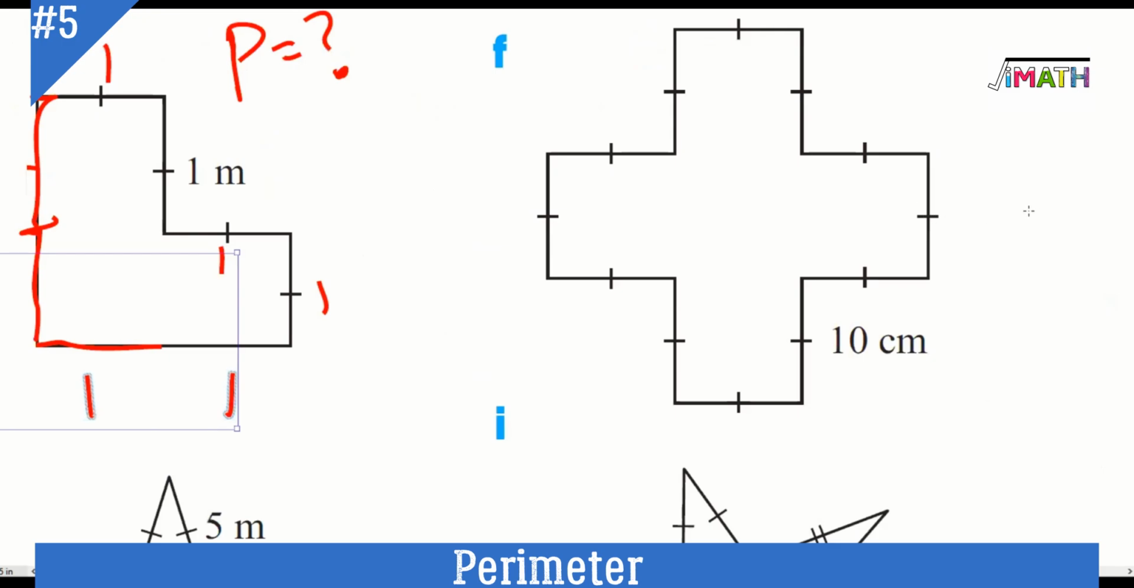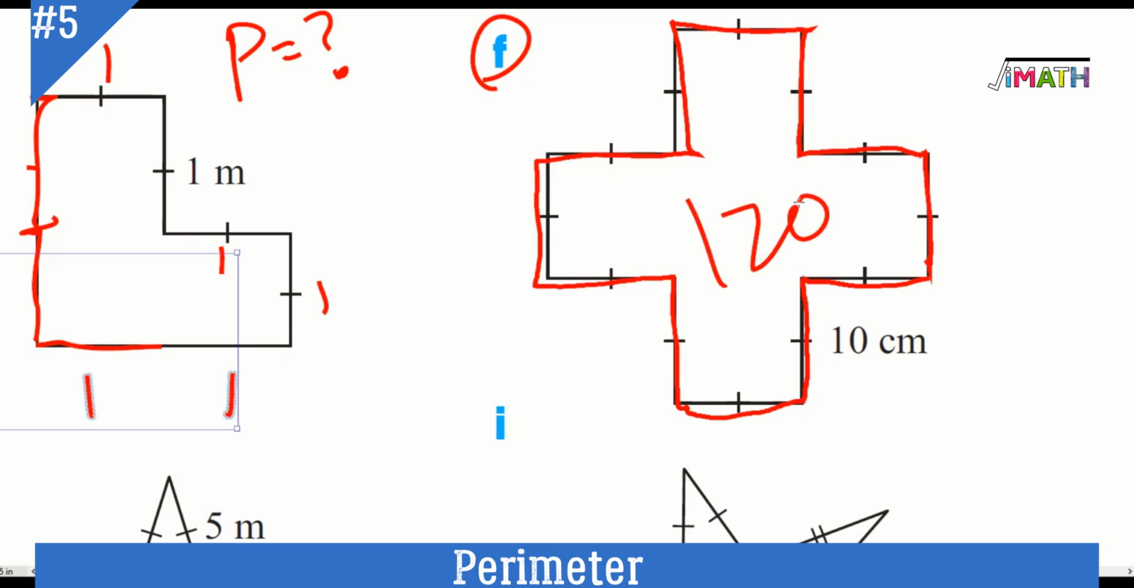Okay, so let's see for F. Can you find the perimeter of this closed figure? 120. Okay, let's see. This one is, let's say, 10, 20, 30, 40, 50, 60, 70, 80, 90, 100, 110, 120. Perfect. Wonderful.